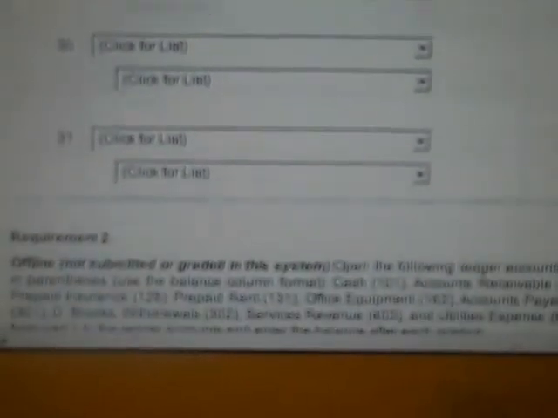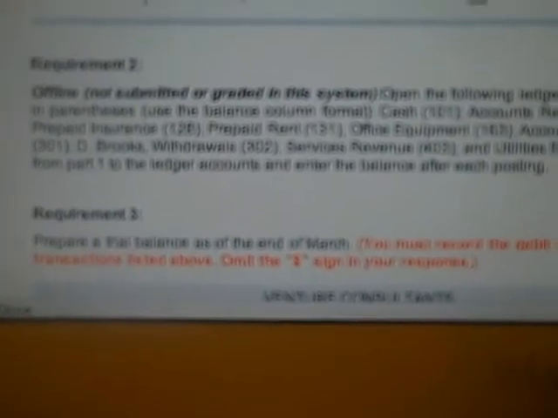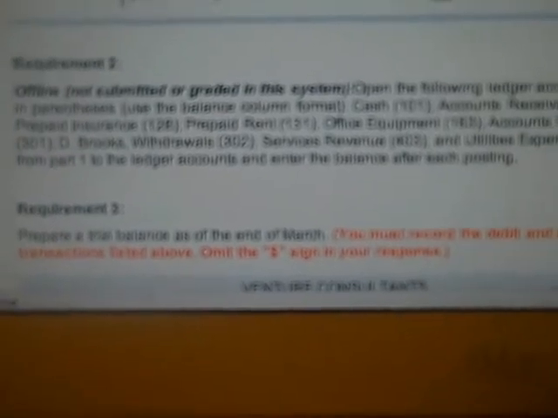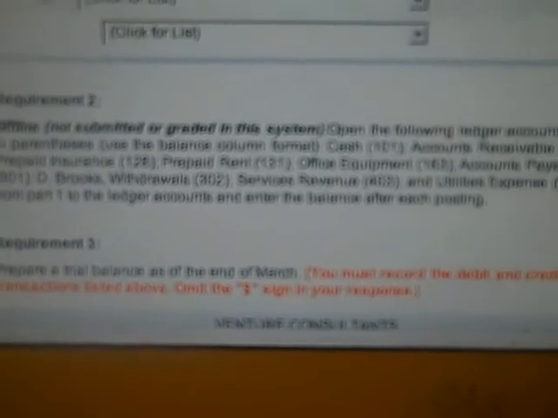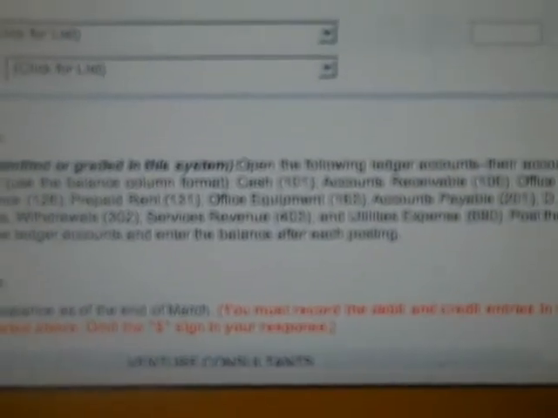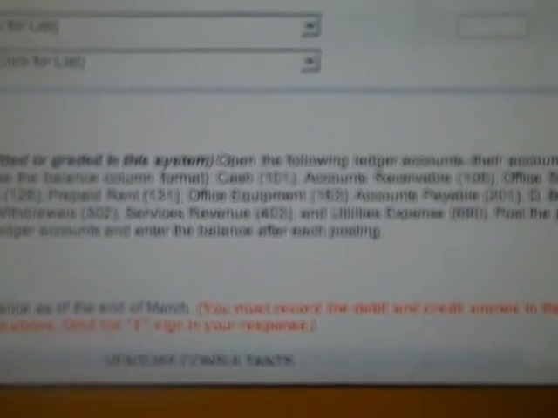Now I'm going to go down to requirement 2 down here. We're going to slide down. You'll have to handle all the transactions on your own. But then when we get down to the requirements down here, you see what they do. They say offline. So you do not submit this in the homework manager section, but you're going to be opening up what they call the general ledger accounts.